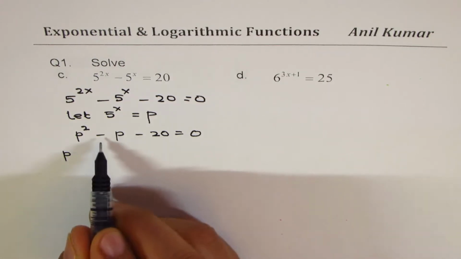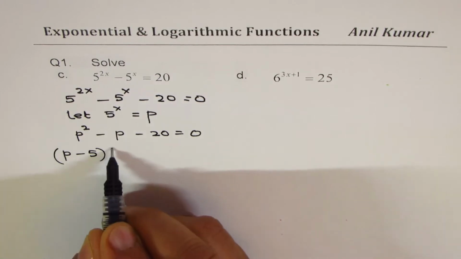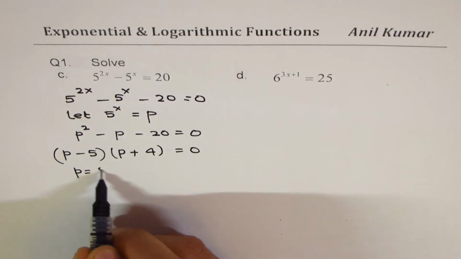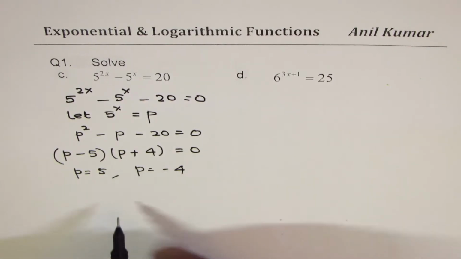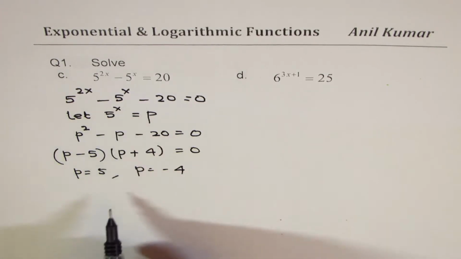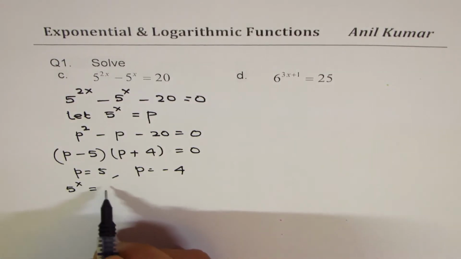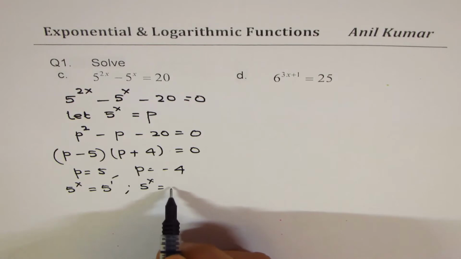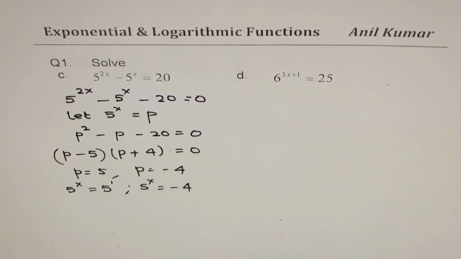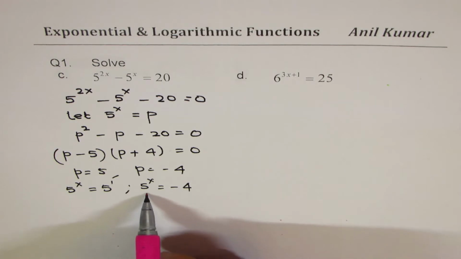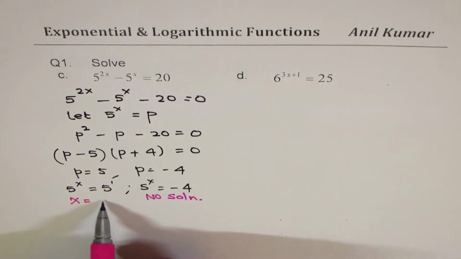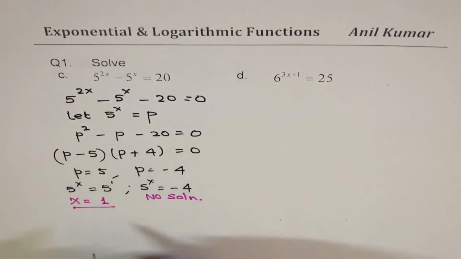5 times 4 is 20. We need negative, so negative 5 times positive 4 equals negative 20. That gives you two solutions, p equals 5 or p equals minus 4. Now p is 5 to the power of x. So we have 5 to the power of x equals 5, which is like 5 to the power of 1. And we also have 5 to the power of x equals negative 4. As you know, negative 4, no solution, right? This is no solution. However, here we have a solution, which is x equals 1. So we get one solution in this case, which is x equals 1.